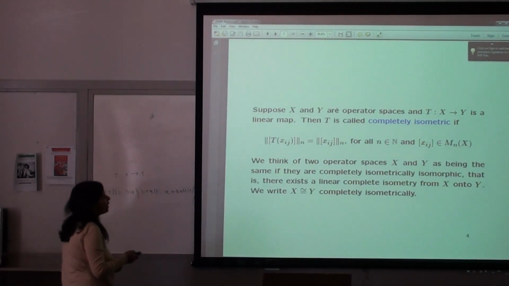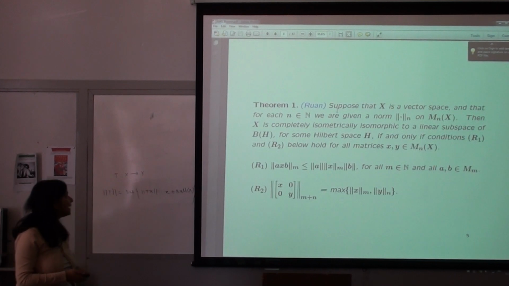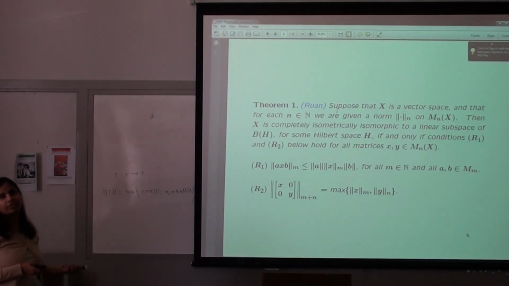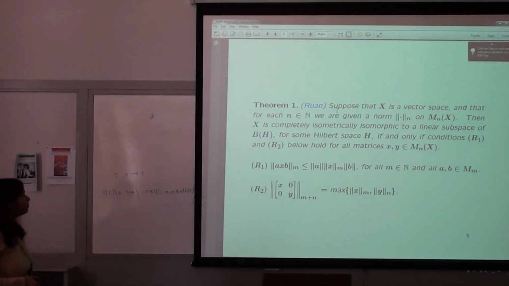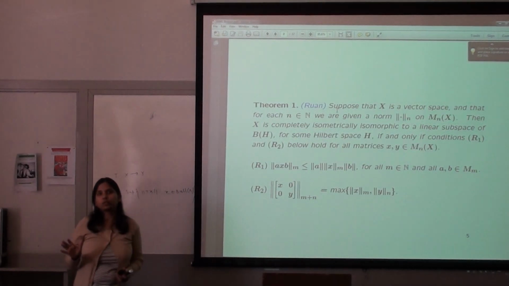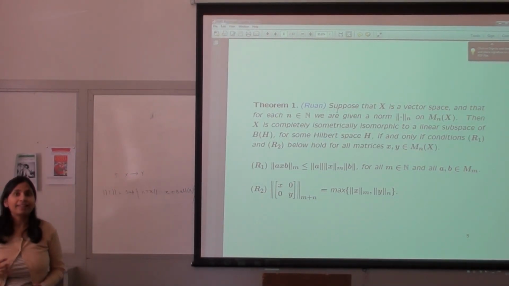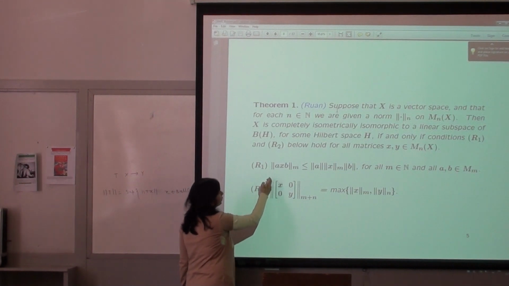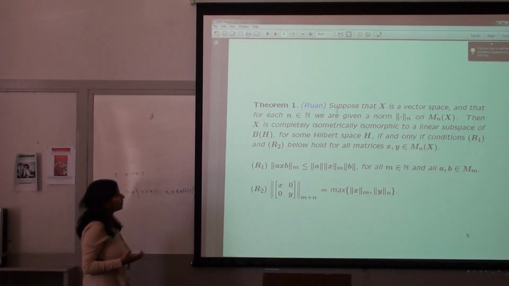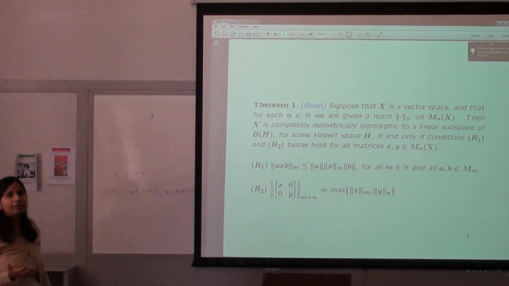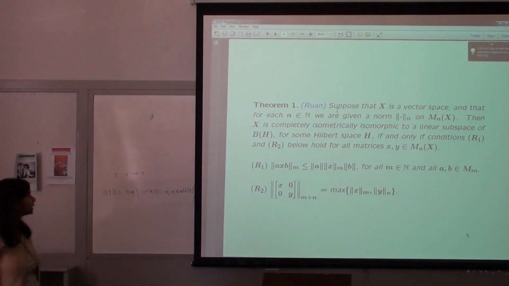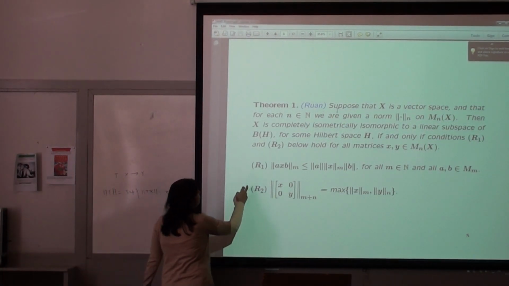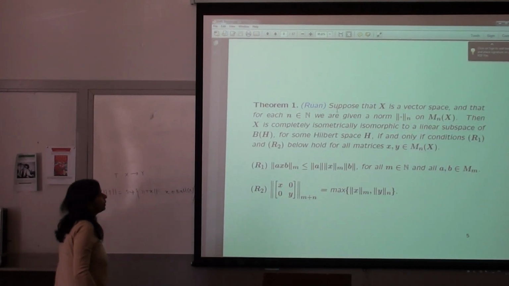So these are very abstract ideas, but in 1988, Ruan gave a characterization of these abstract objects purely in terms of norms. This is called Ruan's theorem, which says that if you have a vector space with a bunch of matrix norms on it, then that vector space is an operator space if and only if it satisfies these two conditions, which are very easy to check. So this is concrete: if I give you a matrix norm, you can check whether it is an operator space norm, meaning it comes from an operator space structure. If you can check these two conditions, then the matrix norm turns out to be an operator space norm.